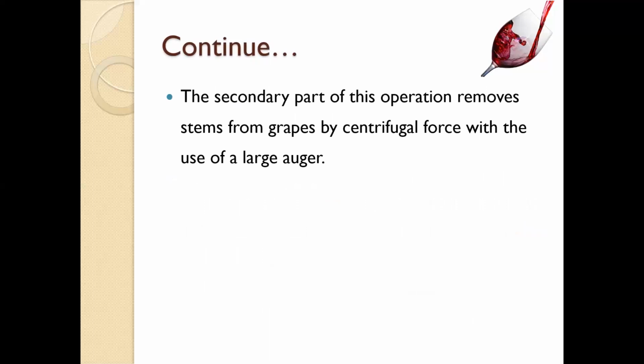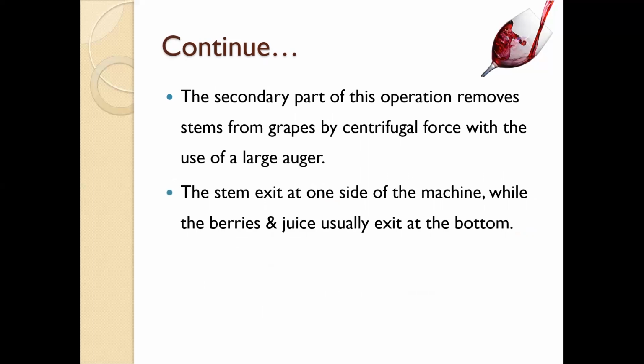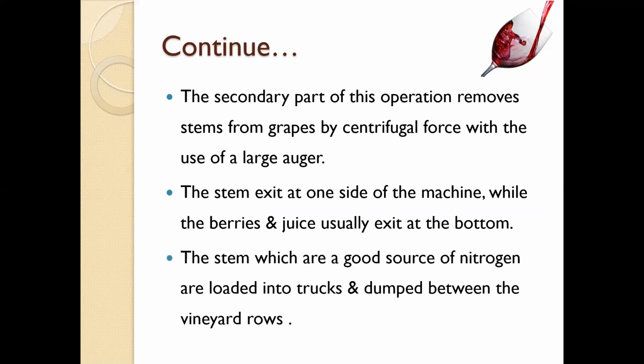While destemming, the secondary part of this operation removes the stem from the grapes by centrifugal force with the use of a large auger. The stem exits from one side of the machine, whereas the berries are crushed and extracted at the bottom. The stems, which are a good source of nitrogen, are loaded into trucks and dumped back in the vineyard, which helps as a natural fertilizer for the vineyard.